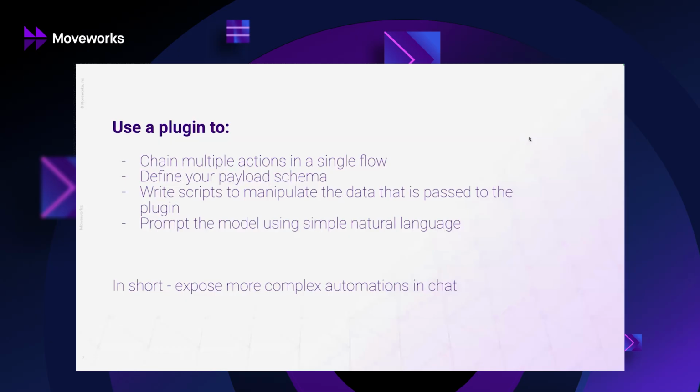So you can use a plugin in agentic automation to chain multiple actions together into a single unified flow. You can define your payload schema using that manifest generator. We'll see that when we build out our connector to our Datadog instance. We can write scripts in our compound actions workflow editor that allow us to manipulate the data that's passed in through the plugin. And we can prompt the model to make unique calls to an underlying AI model to resolve some more specific problems based on natural language in that workflow editor as well.